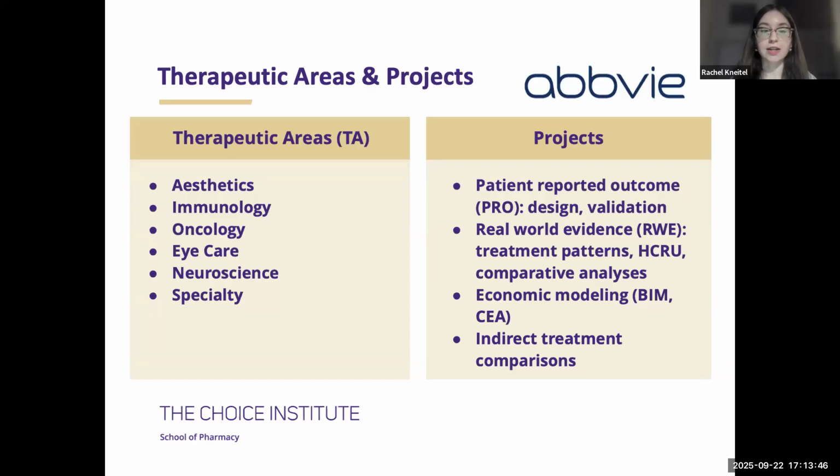So on the right side, here we have a list of all the potential projects that the fellows may work on in their second year. This includes those PROs, RWE studies, and econ modeling and indirect treatment comparisons, but this isn't an exhaustive list of what you could be working on. Currently, I'm working on an RWE study determining healthcare resources utilized, an economic model, and I've also informed strategy for an upcoming PRO study. And now I'll pass it over to Jean.